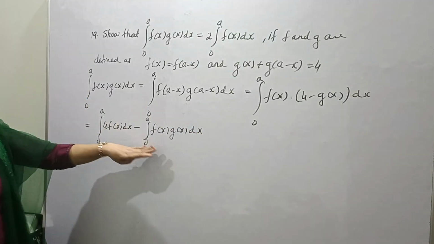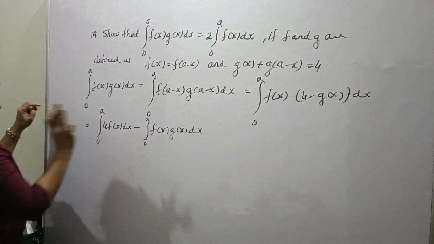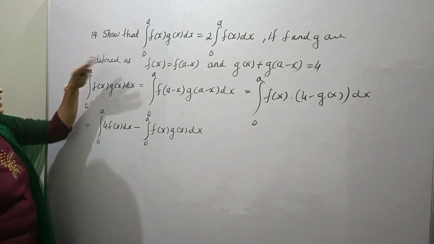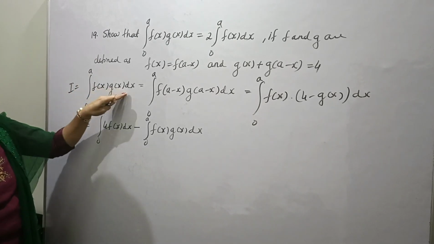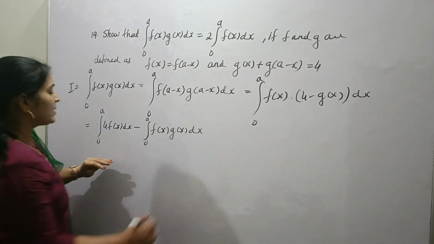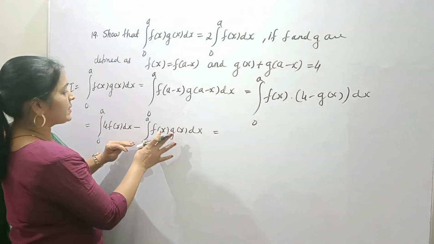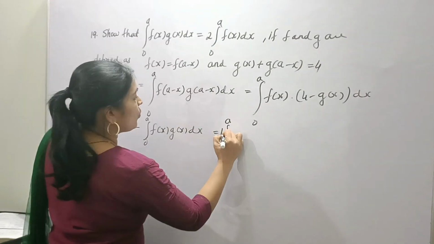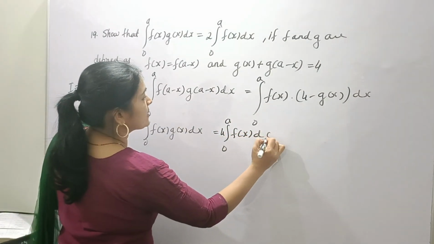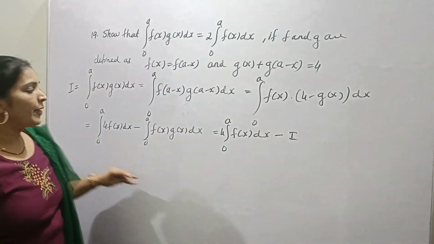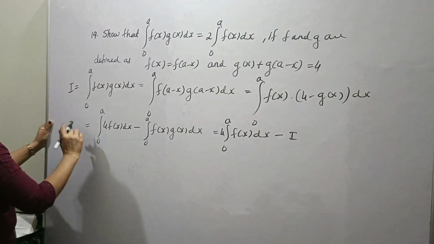Okay. Here we have got the same integral. So for that, let's take I is equal to this integral, the given integral, integral 0 to a f of x g of x dx. And here it is nothing but I, right? So now we can write it as I is equal to integral 0 to a 4 f of x dx minus I. Okay. So I is equal to this one.